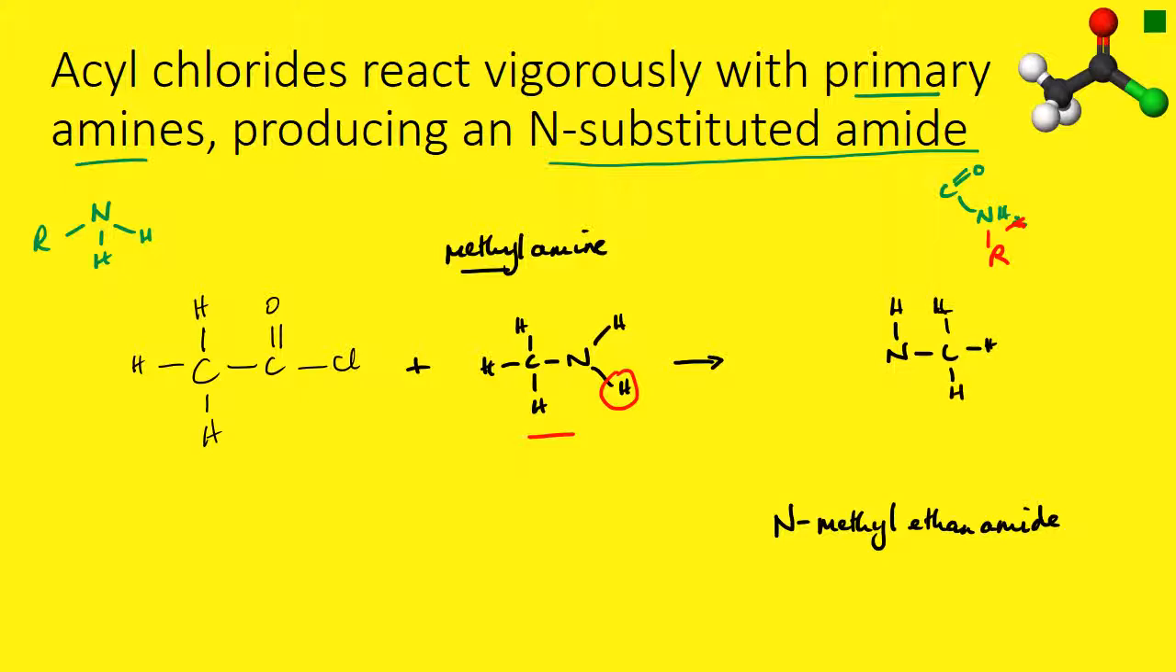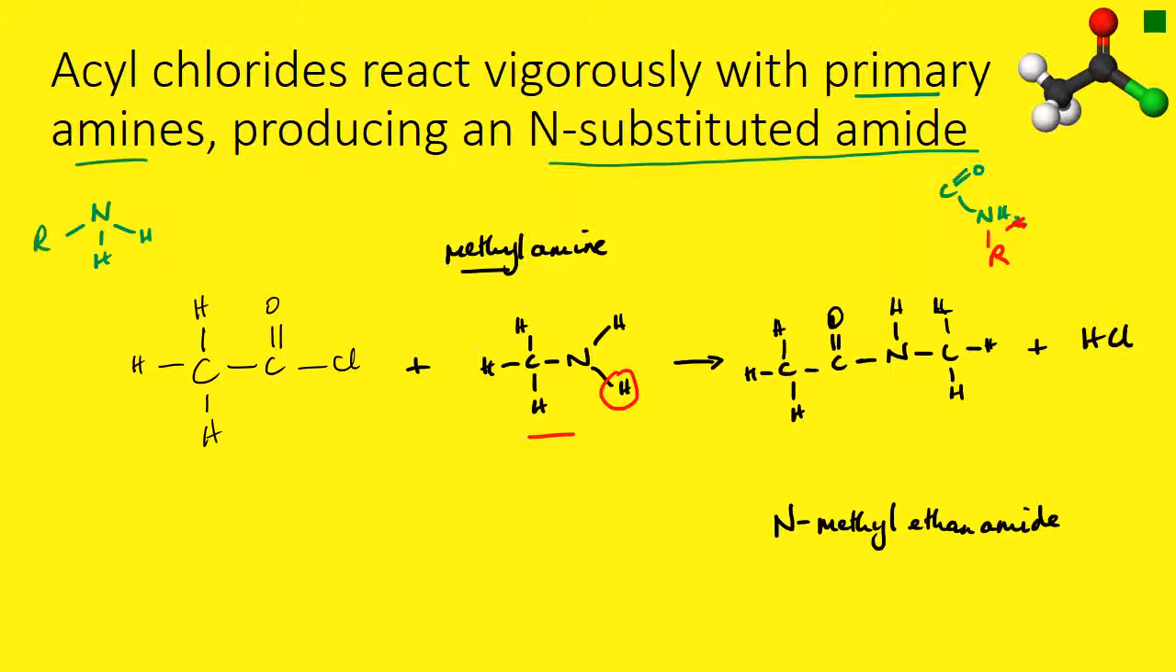And instead of that nitrogen being bonded to its other hydrogen, it's now connected to the ethanoyl chloride, or the rest of the ethanoyl chloride without the chloride. So it would be connected to the carbonyl carbon, like so, and the rest of the molecule is just a methyl group like this. Okay, and so that's our product, and we get the HCl again.